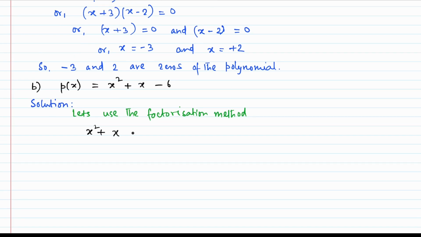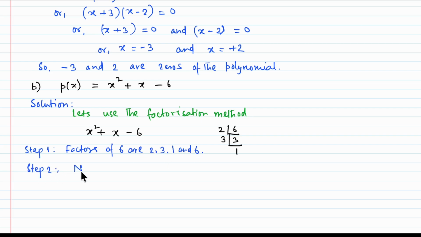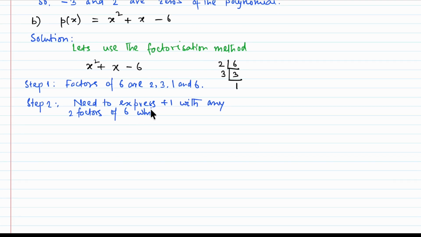Use the factorization method to solve x square plus x minus 6. Again we are taking all the factors of 6, step 1, which are 2, 3, 1 and 6. Step 2, we need to express plus 1 with any two factors of 6 which when multiplied give minus 6.